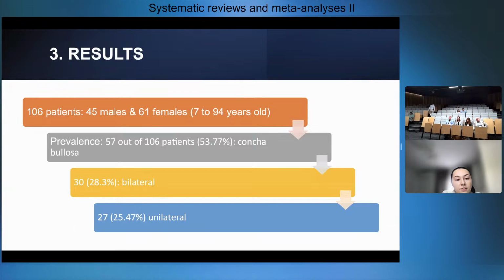From these 106 patients, 57, representing around 53.77%, presented concha bullosa, and from these, 30 had the bilateral form, while 27 presented the unilateral form.